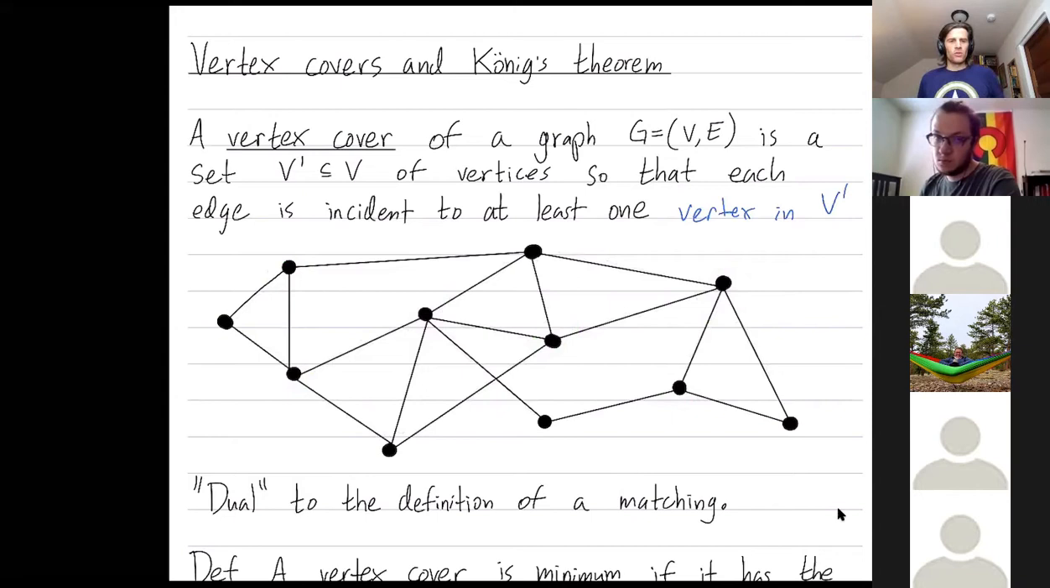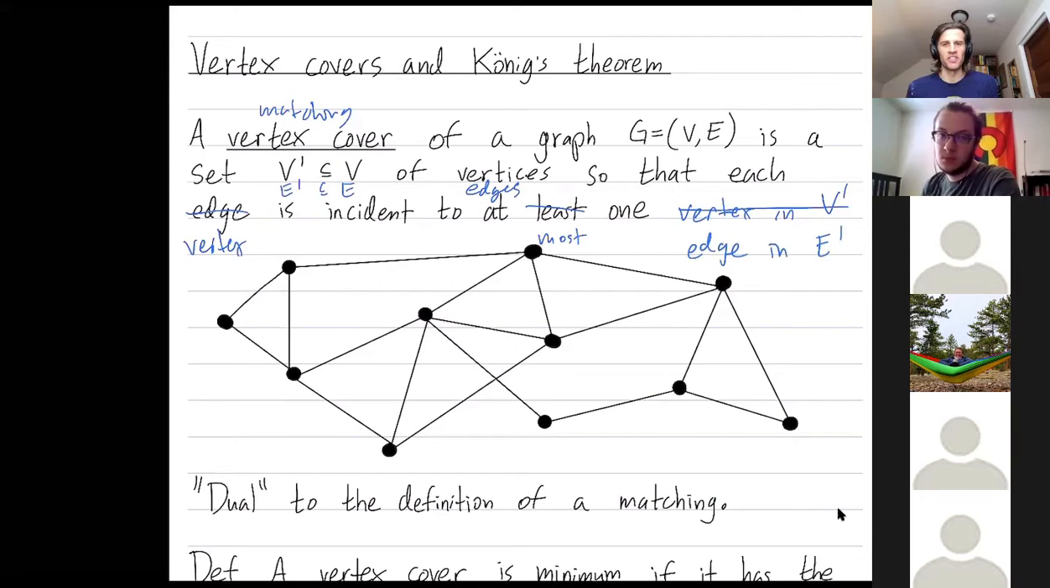Let me tell you that this is in some sense dual to the definition of a matching from before. A matching of a graph is a set E prime of edges so that each vertex is incident to at most one edge in E prime. So you sort of change from vertices to edges and you change from least to most and you get the definition of a matching that we had before.